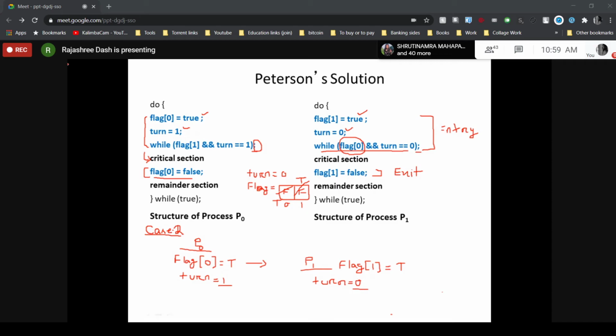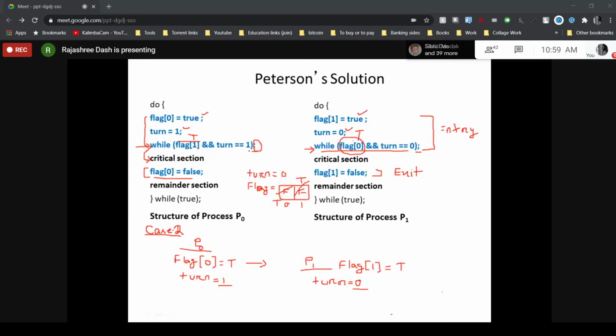So both P0 and P1 will execute their while statement. P0 is executing its while statement and P1 is also executing its while statement. When P0 checks, it will find flag 1 already set to true. Similarly for P1, flag 0 is already set to true. So it will also find flag 0 is true.